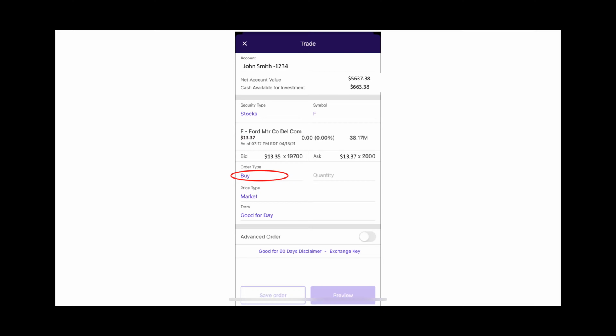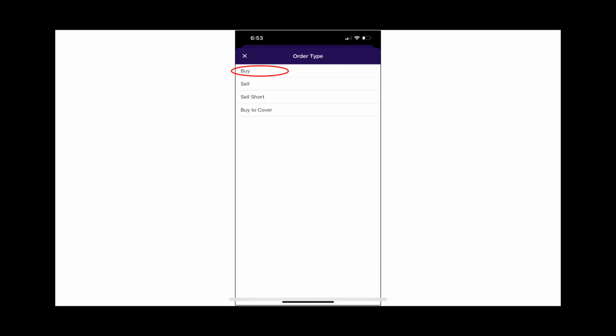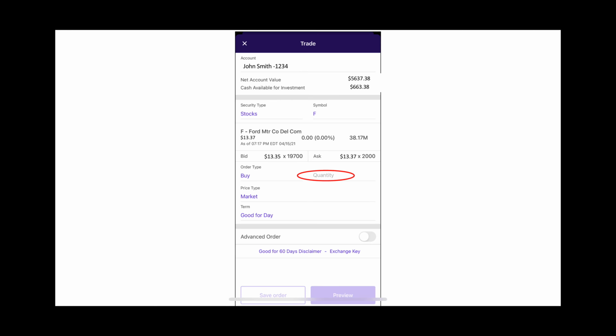Now, the next thing it asks you is the order type. You have 4 different order types: the buy, the sell, the sell short, and the buy to cover. We're not going to deal with the last 2. We're just going to deal with the first 2 that I was talking about, the buy and the sell. Pretty simple. The next item that they want you to fill in is the quantity. We talked about that. I'm going to put in the quantity of 10.